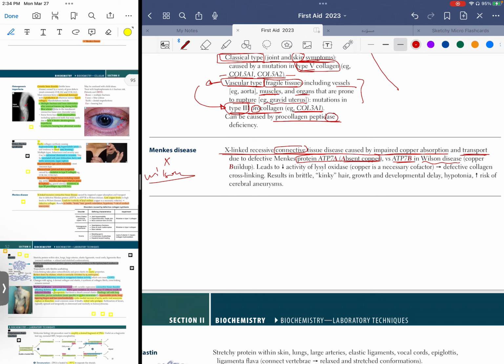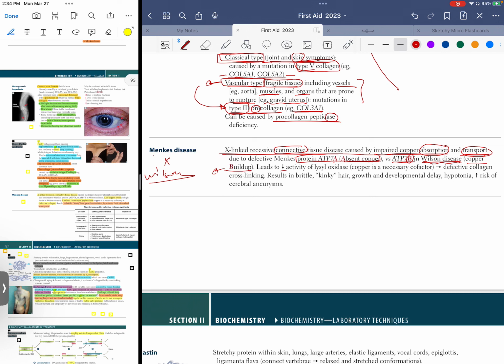In Wilson, we are able to absorb the copper, but we cannot get rid of it, while in Menkes we cannot absorb the copper that we need. So, as we said, it's an X-linked recessive connective tissue disease caused by impaired copper absorption and transport due to the Menkes protein, that is the ATP7A protein. While if we were talking about Wilson, then the problem would be in the ATP7B. That's the copper buildup because we cannot get rid of it.